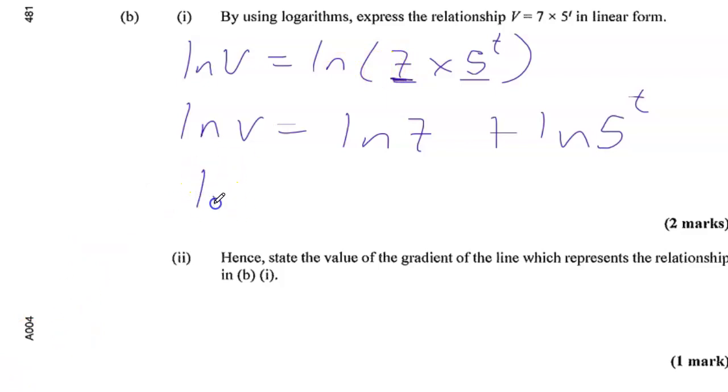And we can go even further. This is ln v equal ln 7, and the power here can move to be the coefficient. So this is plus t ln 5.